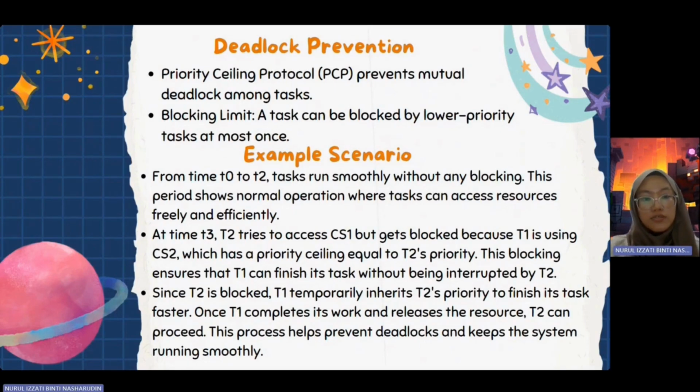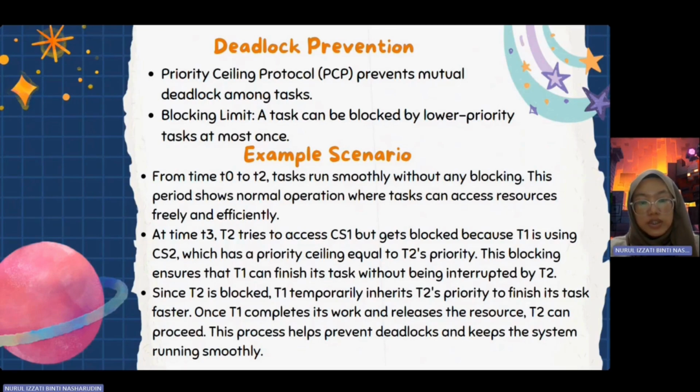For an example, from time T0 to T2, tasks run smoothly without any blocking. This period shows normal operation where tasks can access resources freely and efficiently. At time T3, T2 tries to access CS1 but gets blocked because T1 is using CS2, which has a priority ceiling equal to T2's priority.